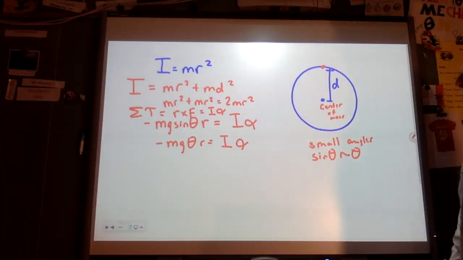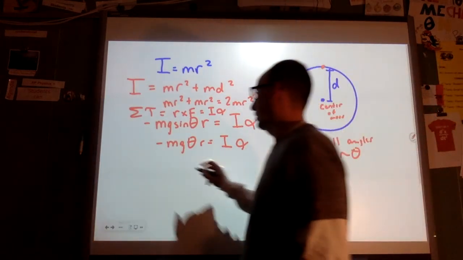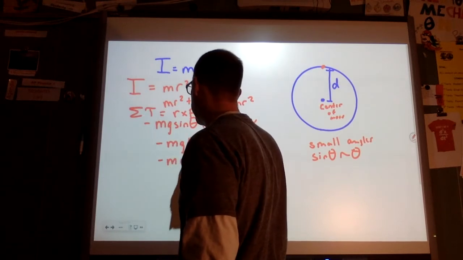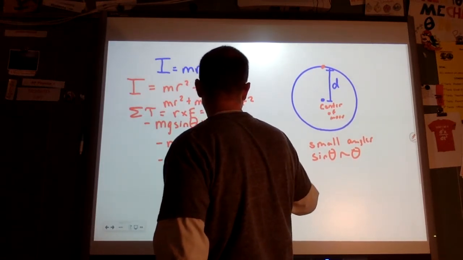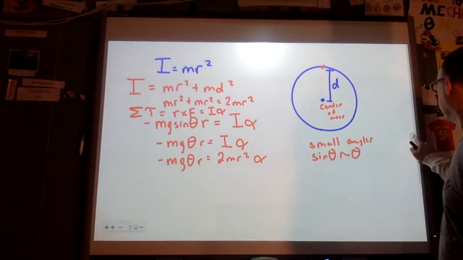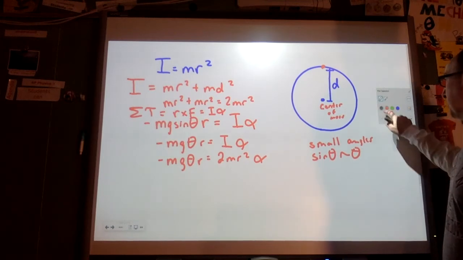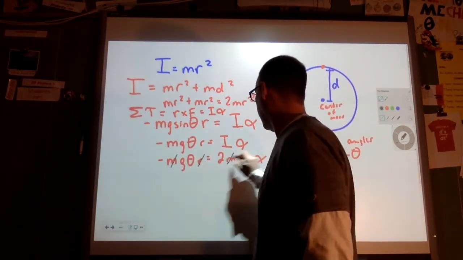And we said that I is 2mr squared. So I have negative mg theta r is equal to 2mr squared alpha. And I'm going to be able to cancel some things out. Why don't I get rid of an m and get rid of one r?